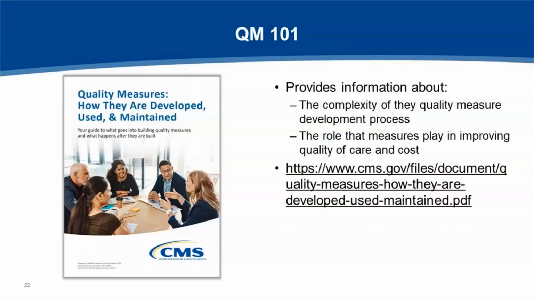So QM 101, that's actually an informal name. It's really the quality measures, how they are developed, used, and maintained document. The idea is that this is meant to be a very glossy, easy to digest overview of the measure development process. It's intended for people that have maybe some familiarity with measures, but aren't at the level where they're following the blueprint to develop one of their own. It's really meant to provide some context around the work that we do in measurement.